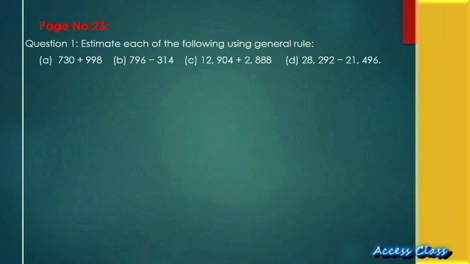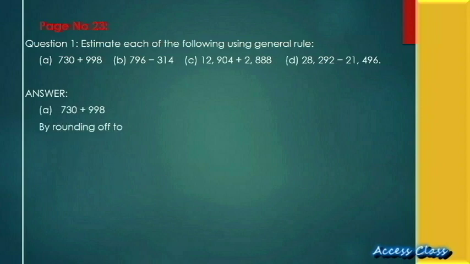See beta, there are 4 parts and you must know what we have to do. We have to estimate all the questions with the general rule. 4 types of rules you have learned. First, general rule. Second, round off to nearest 10. Third, round off to nearest 100. And fourth, round off to nearest 1000. Here we have to do it by using the general rule. So I'm going to start the first part, 730 plus 998.